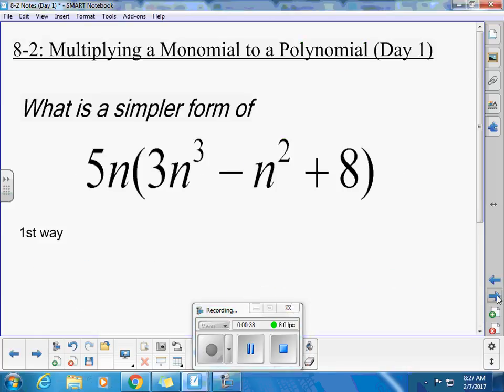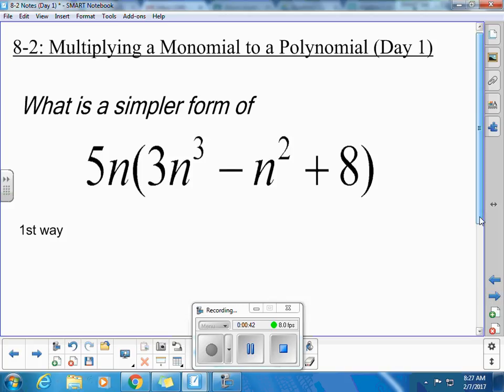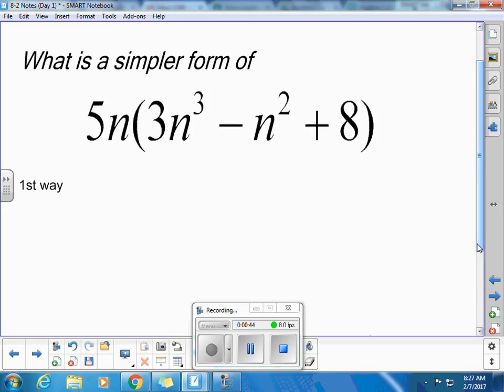So today we're going to talk about multiplying a monomial by a polynomial. This is the first day of it. What's the simpler form of this? We can just think of this as distribution. So we're going to take 5n times 3n squared. So 5 times 3, the number times the number, which would be 15.